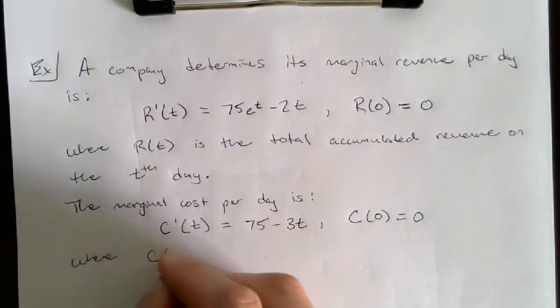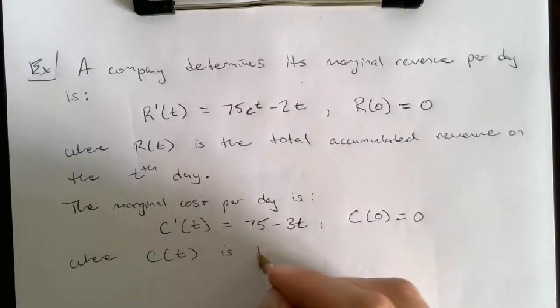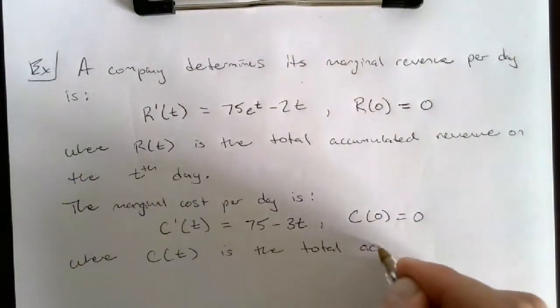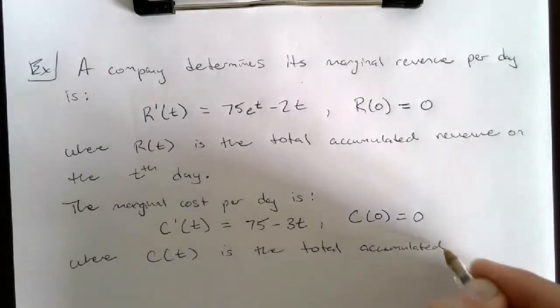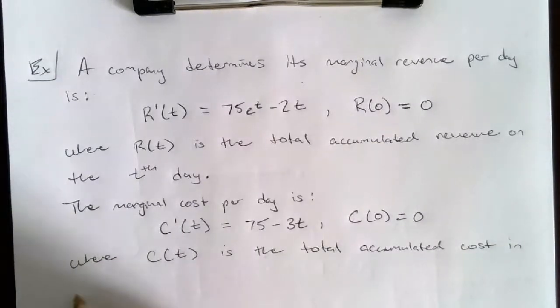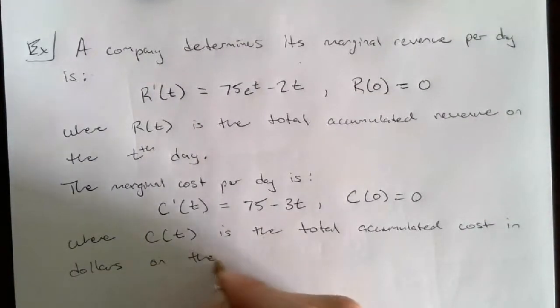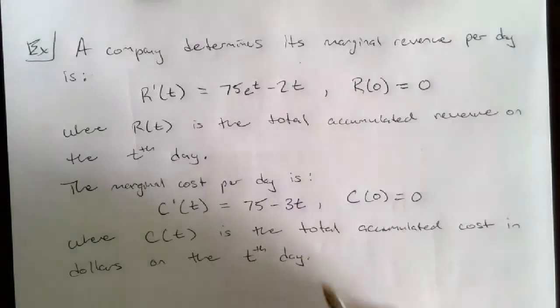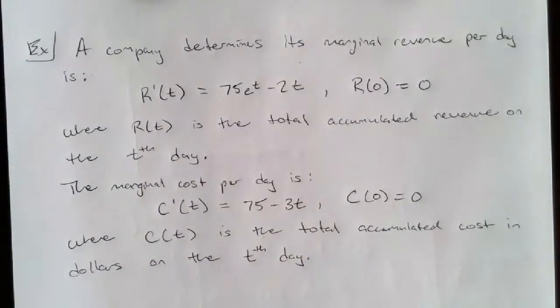And they say where C of t is the total accumulated cost in dollars on the tenth day. All right, so all of that is just information, right? I didn't ask you a question yet. But I feel it's important when you write this down to understand what you're looking at, and that's why we went through it slowly together. So they've given you the marginal revenue function. They've given you the marginal cost function.